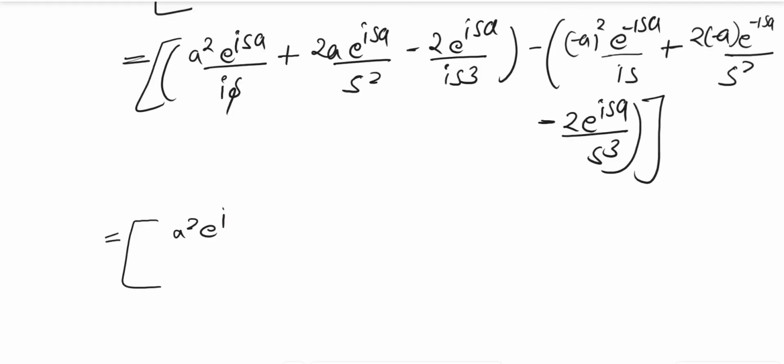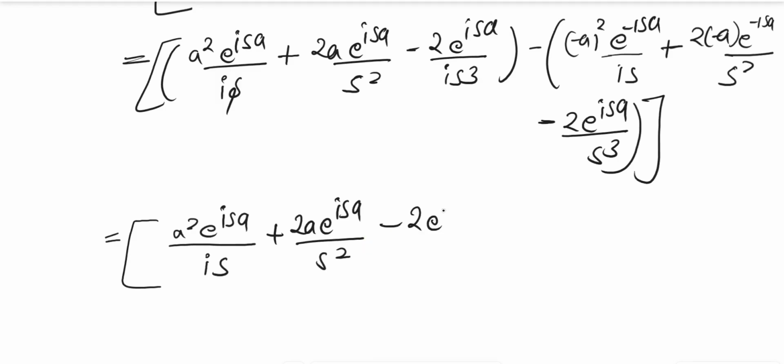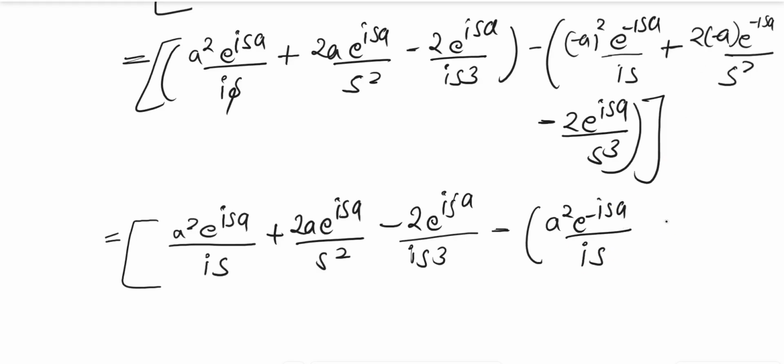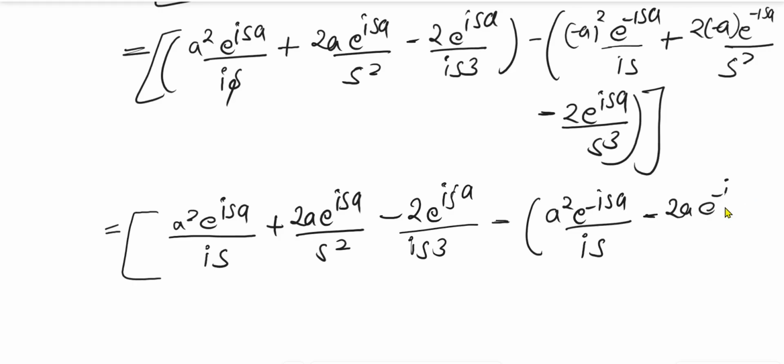It is a square e raised to the power iota sa divided by iota s plus 2a e raised to the power iota sa divided by s square minus 2 e raised to the power iota sa divided by iota s cube, minus, it is minus a square, then it is positive, minus in bracket a square e raised to the power minus iota sa divided by iota s, it is minus 2a since a is negative, multiplied by e raised to the power minus iota sa divided by s square, minus 2 e raised to the power minus, since a is negative, minus iota sa divided by s cube. Now open this bracket.